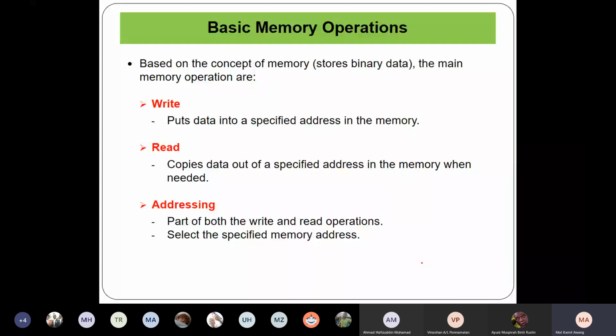So the basic memory operations, you have these three: write, read, and addressing. What does it mean by write? Write means that you put data into a specific address in the memory. When you save your Microsoft Word document, for example, basically you are writing the data into the memory.